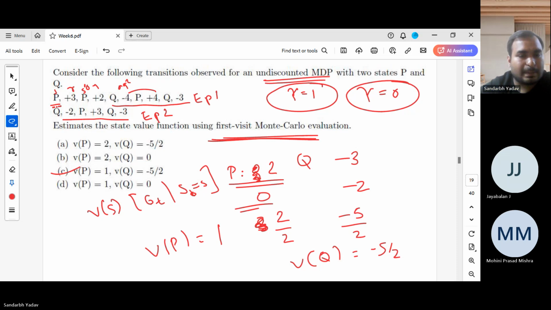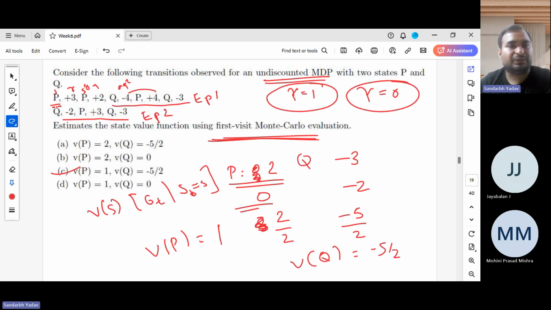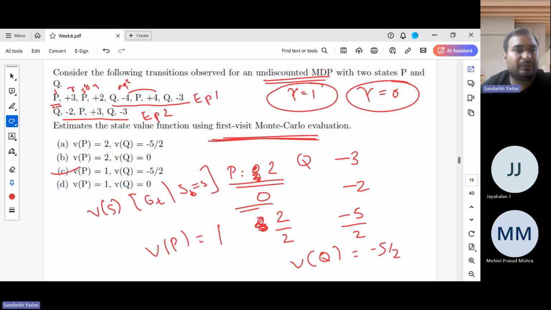Okay, then I'll move to the next question. We are given, considering the same transition data, so this is the continuation of this question only: estimate the state value function using every visit. So they are asking about every visit. For every visit you need to be careful. You need to track in every episode how many times we are visiting.